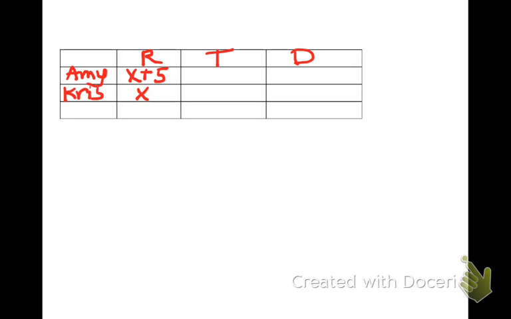How fast is Chris driving if they pass each other in 6 hours? So how long are they traveling? 6 hours. So again, the distance traveled would be 6 times the quantity x plus 5 here, and 6x here.